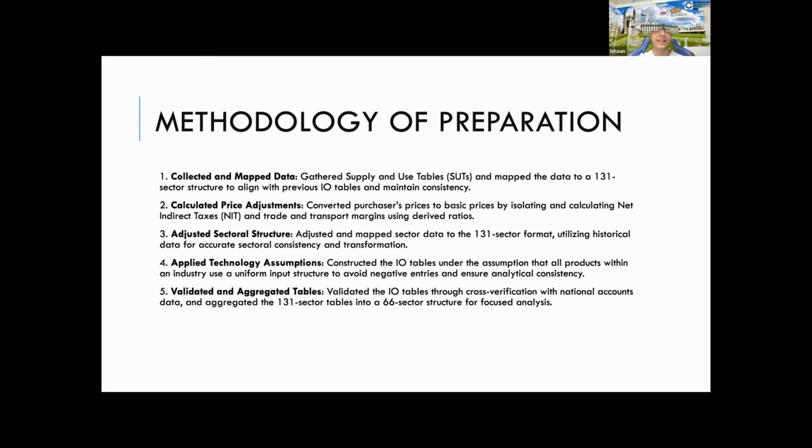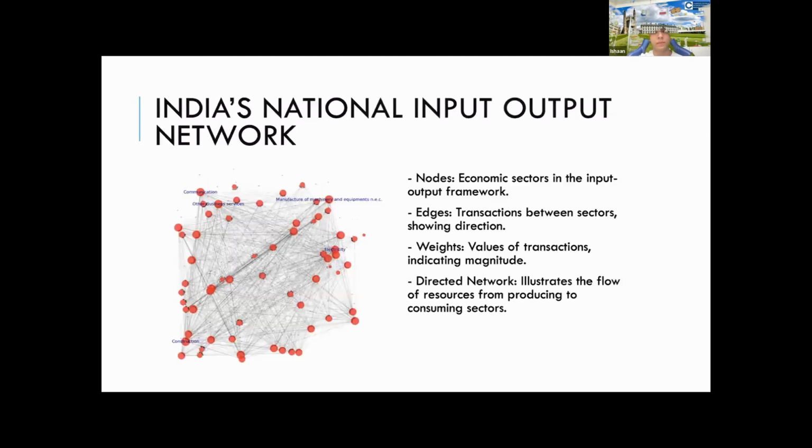Fifthly, I validated and aggregated these tables. The IO tables were validated through a cross verification with national accounts data and aggregated the 131 sectors into a 66 sector structure for a focused analysis of the input-output network.